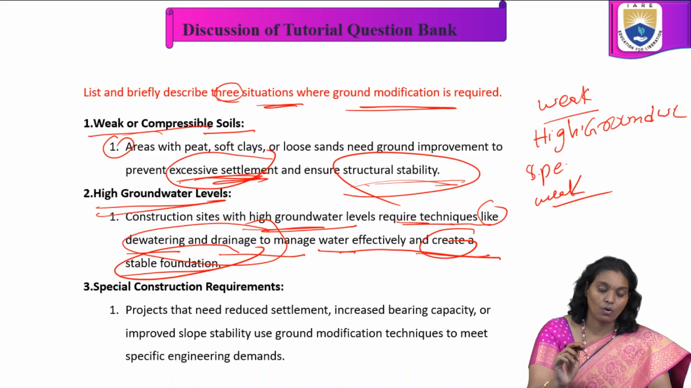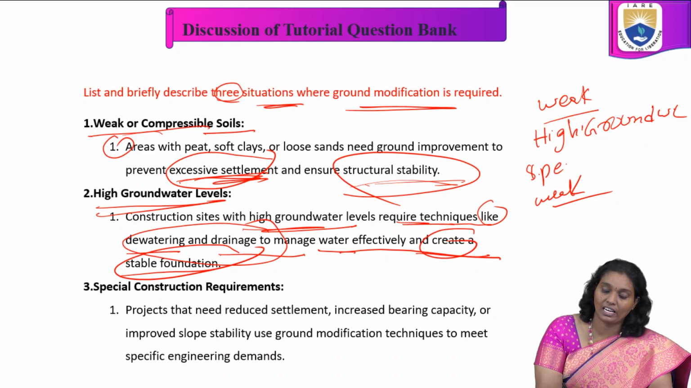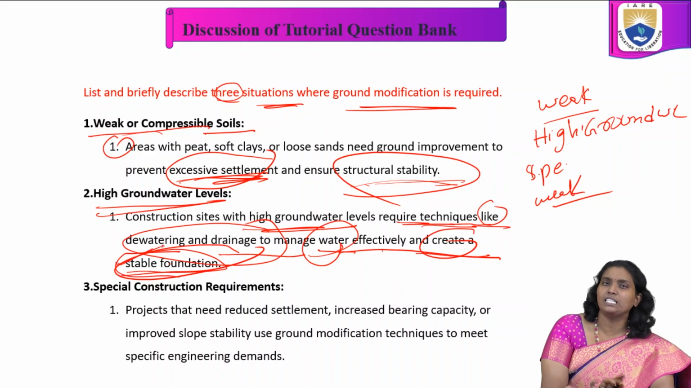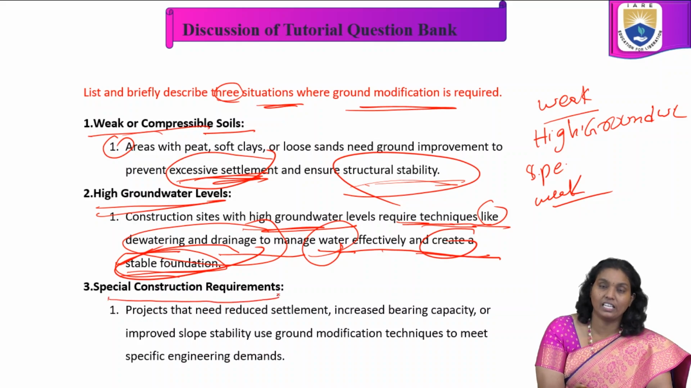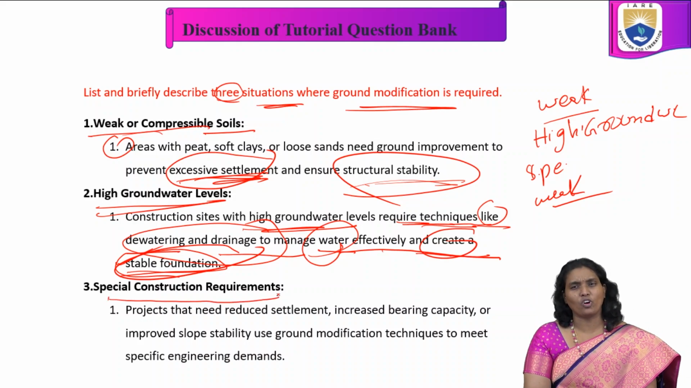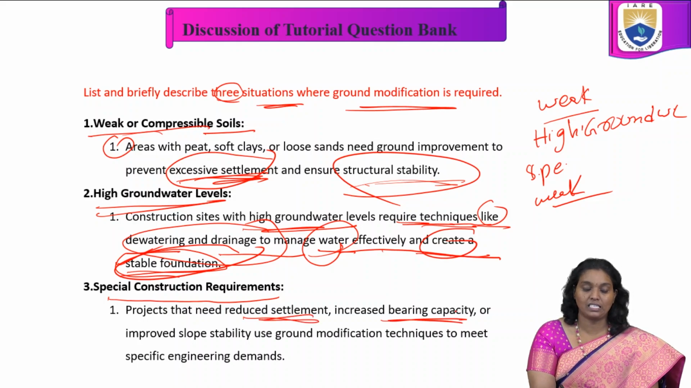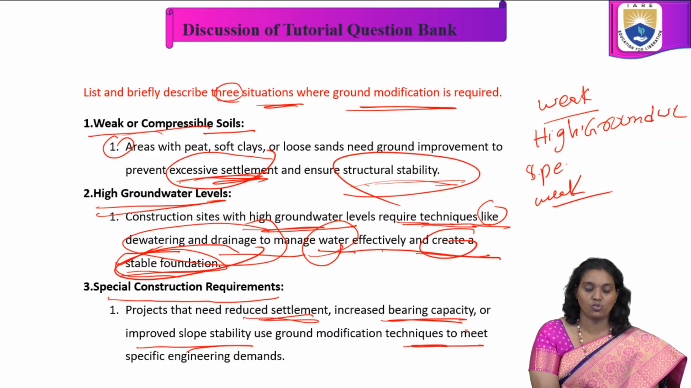Now in high groundwater level, construction sites with high groundwater levels require techniques like dewatering and drainage to manage water effectively to create a stable foundation. This kind of terminology is important in any question. Now move on to the special construction requirements. Some projects need reduced settlement, increased bearing capacity or improved slope stability, so use ground modification techniques to meet specific engineering demands.